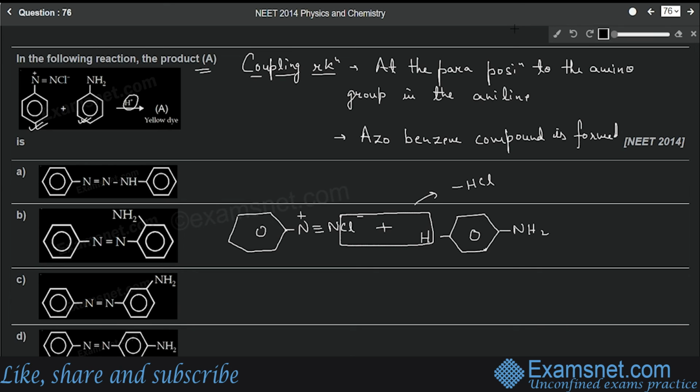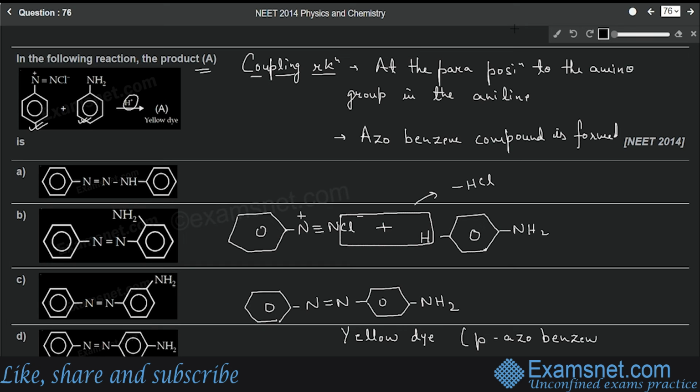Okay, so what will be formed? See, this is the benzene ring, this is nitrogen double bond nitrogen, and this will form a bond with the other benzene ring. Okay, so here we have the benzene ring of the aniline and here the amino group. So this is the final product that will be formed, and this will be a yellow colored dye, or we can say, para azobenzene compound. Okay, para azobenzene compound.